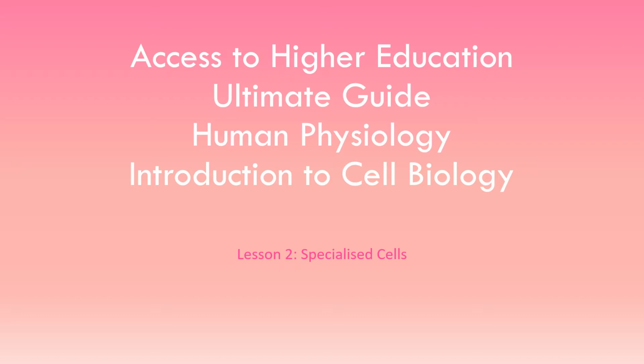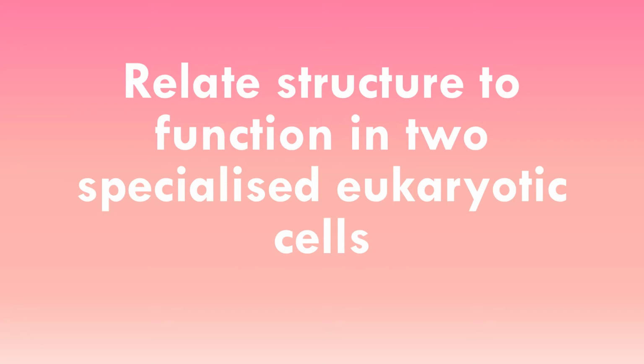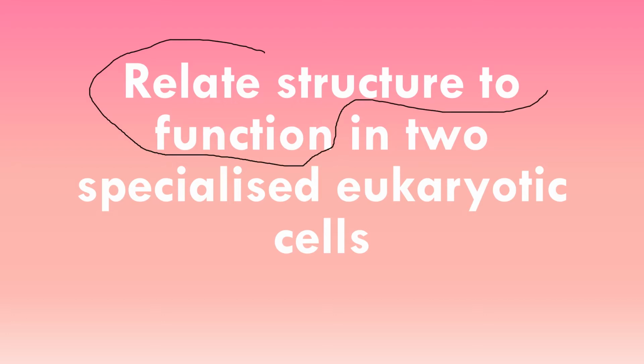Today we will be doing lesson 2 covering specialized cells, and that forms part of the human physiology spec for introduction to cell biology. The criteria really wants you to relate structure to function in two specialized eukaryotic cells, and we come across the relationship between structure and function quite often this year. So as part of your first unit, it's really important that you get a good grasp on not only the knowledge required to relate structure to function, but also how you get that down on paper or on screen so that you can get those distinctions that you so deservedly want.